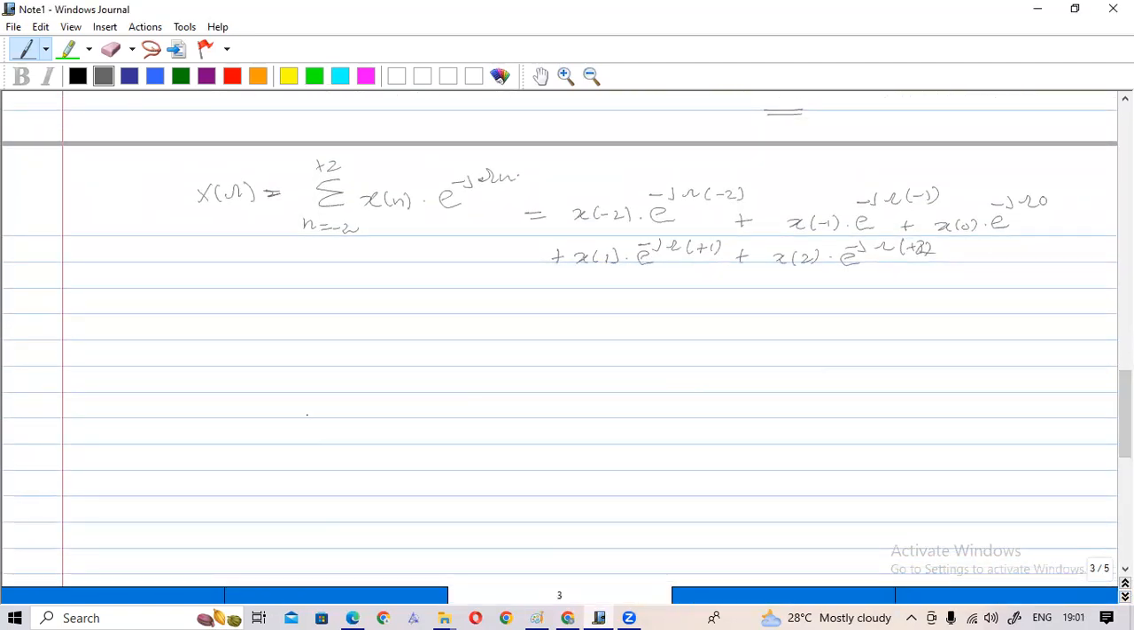Okay. So this is it. So you know this value. X minus 2 is equal to 1. X minus 1 is also equal to 1. X 0 equal to 1. X 1 equal to 1. X 2 equal to 1. Okay. So this will be 1.